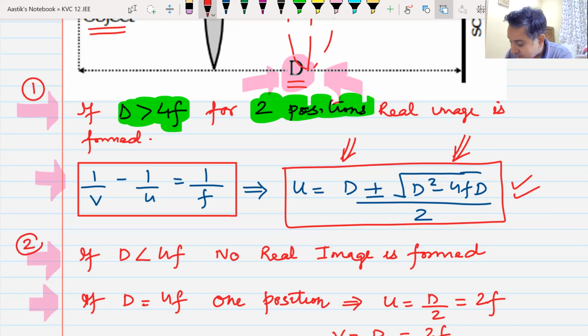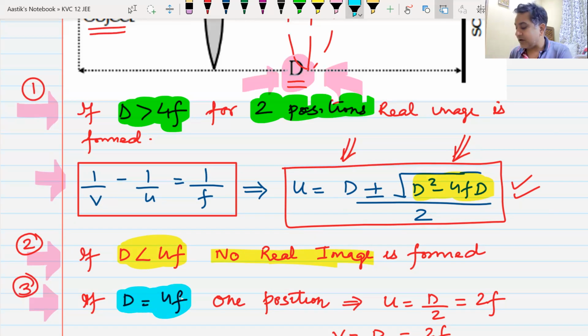Case number two happens when d is smaller than 4f. If d is smaller than 4f, the discriminant that we see becomes negative and no real solutions are possible for this equation. Therefore, you will not have any real image formed. There will be no position of the convex lens for which you can see any real image being formed. Do we understand this? This is point number two. If d is greater than 4f, two positions. If d is less than 4f, no position. Then obviously we will have condition number three, where d is exactly equal to 4f, which I'm pointing out in blue.